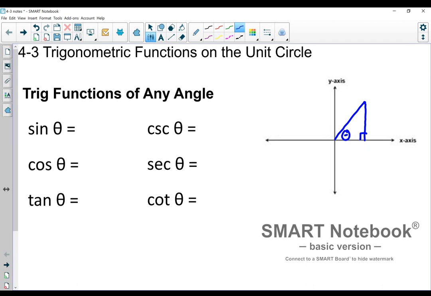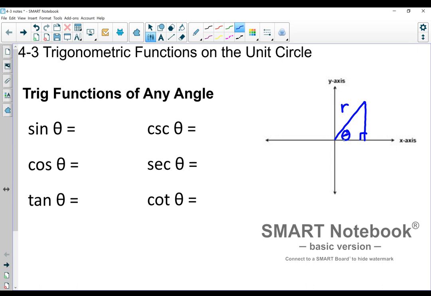So the triangles are always connected to x. We never do this. We never take a ray and then connect over to y. So that is bad. We don't do it that way. So we always connect our triangle wherever that terminal ray is for our angle down to the x-axis. And then instead of the hypotenuse, we now have a radius side because this could be the radius of a unit circle.